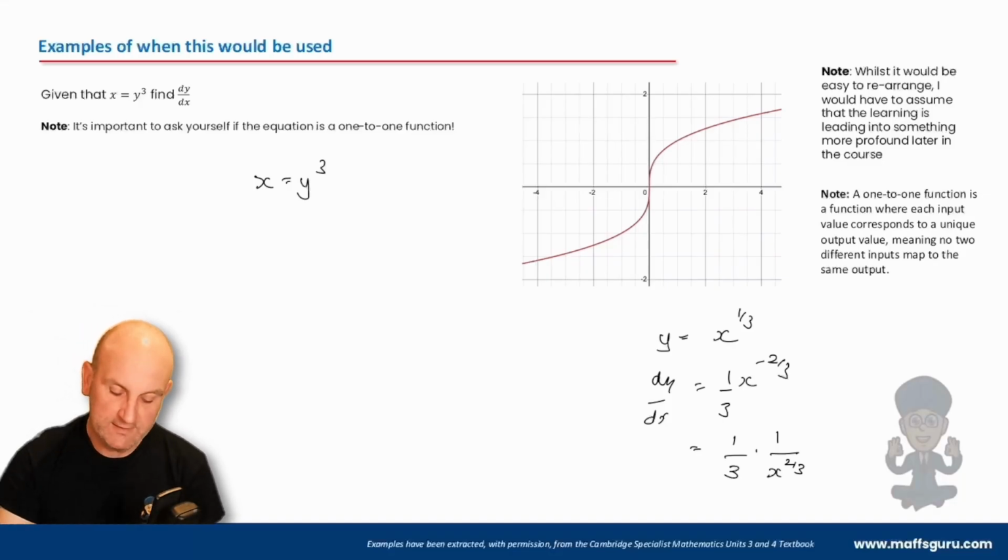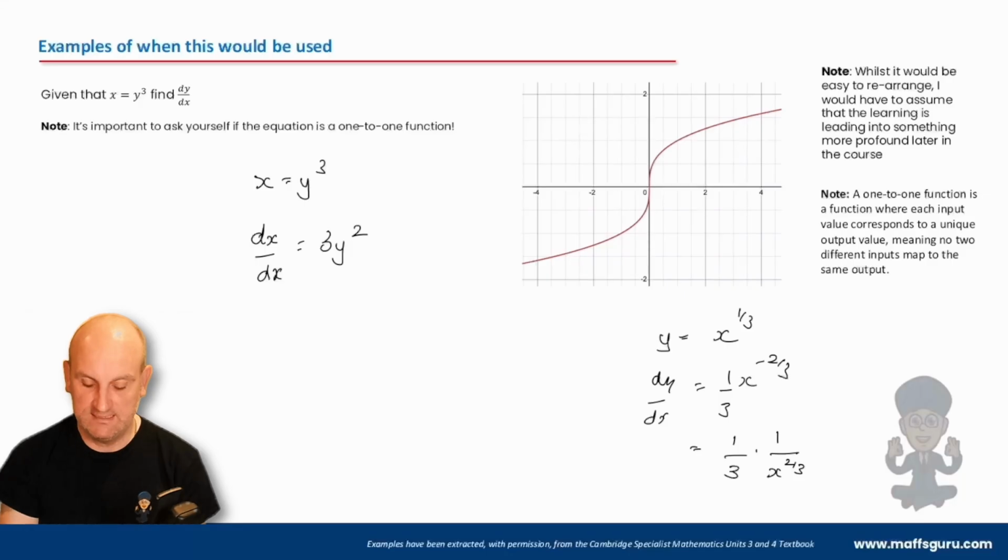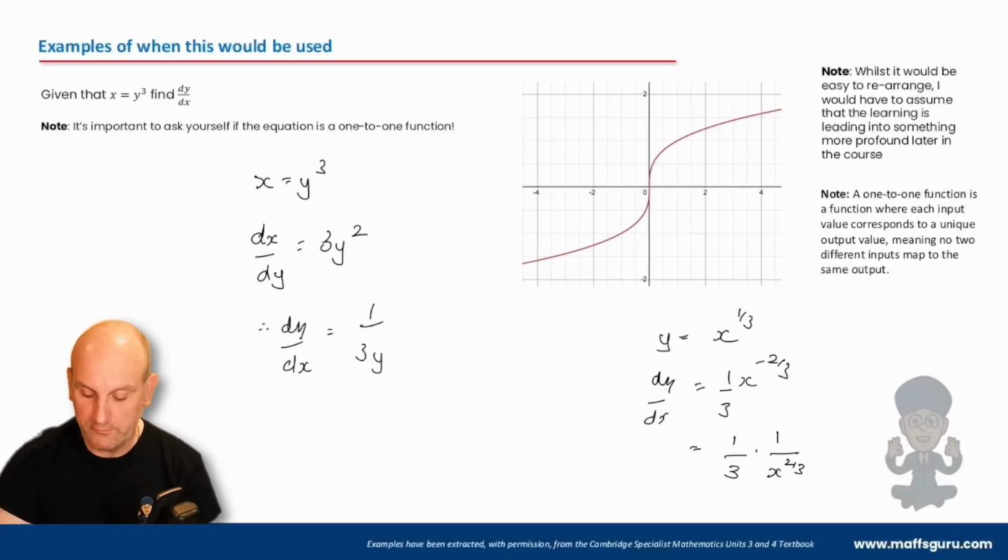So if we've got x equals y cubed, then dx by dy is simply 3y squared. I like that. That makes life very easy. Did I just write dx by dx? I did. Try that one again. So dx by dy is 3y squared. Therefore, dy by dx is now literally 1 on 3y squared. Oh my goodness. Now again, why would that be useful to us?